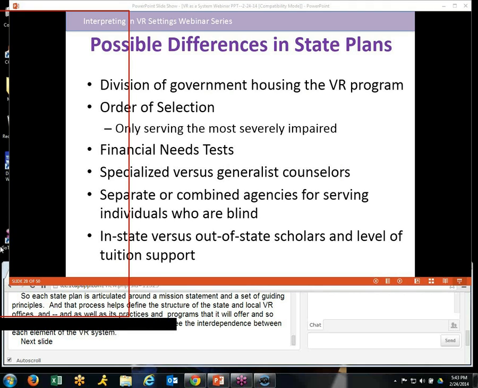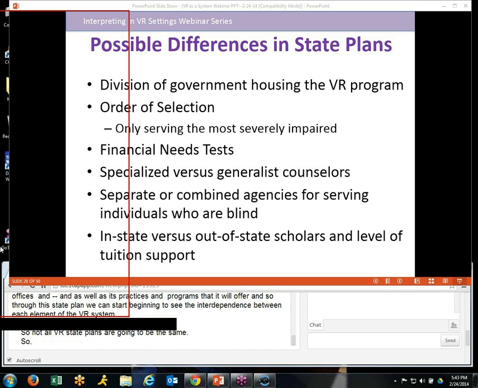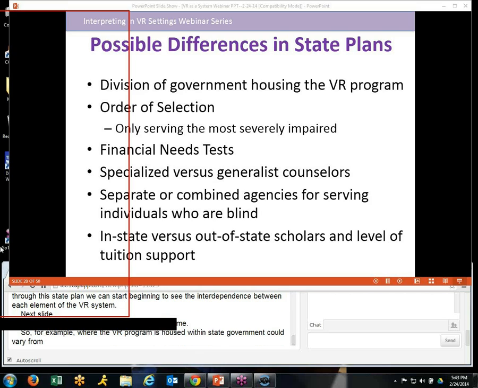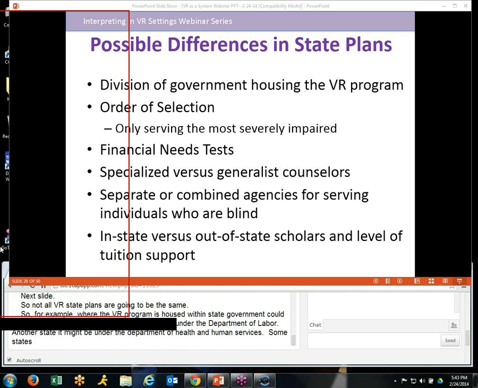So not all VR state plans are going to be the same. For example, where the VR program is housed within state government could vary from state to state. In some states it might be under the Department of Labor. In another state it might be under the Department of Health and Human Services. Some states are in what is referred to as an order of selection, and thus only serve the most severely impaired.